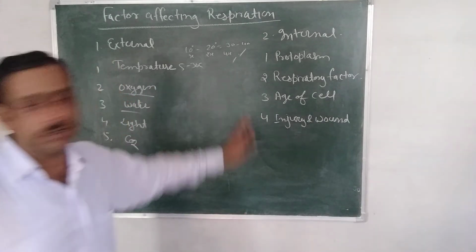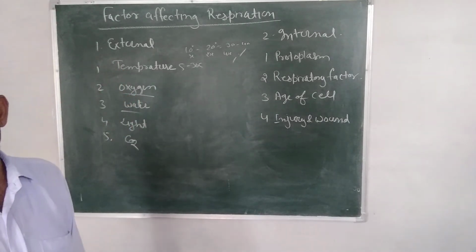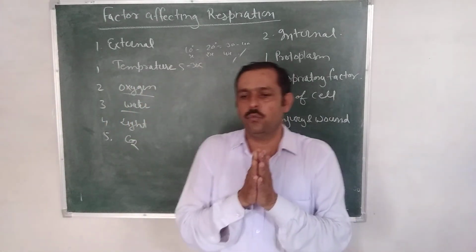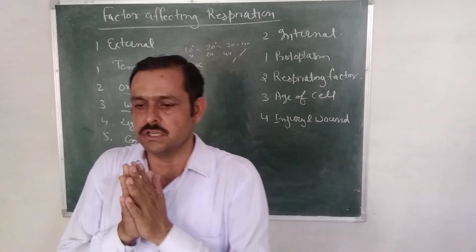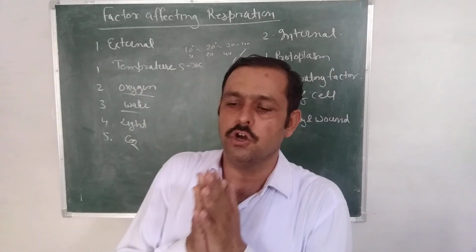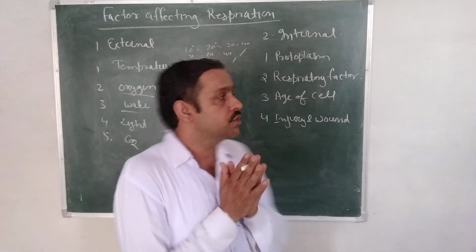Now, internal factors. The first internal factor is protoplasm. In meristematic cells, protoplasm is active and found in excess, by which the rate of respiration in these cells is comparatively more than the rate of respiration in mature cells.